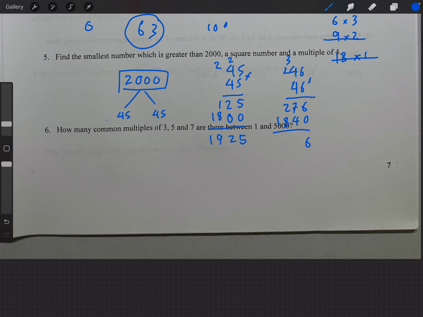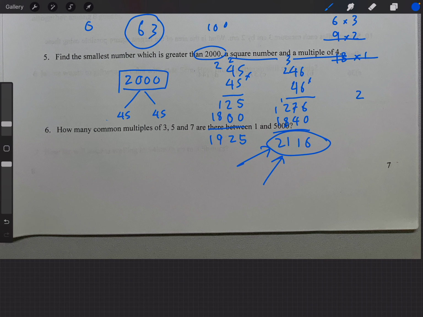This will be a 6. 7 plus 4 is 11. Carry the 1. This will be 1. This will be 2. So 2,116. Now it says find the smallest number which is greater than 2,000. Yes, this is greater than 2,000. A squared number. Yes, this is a squared number. And a multiple of 4. Yes, this is a multiple of 4.